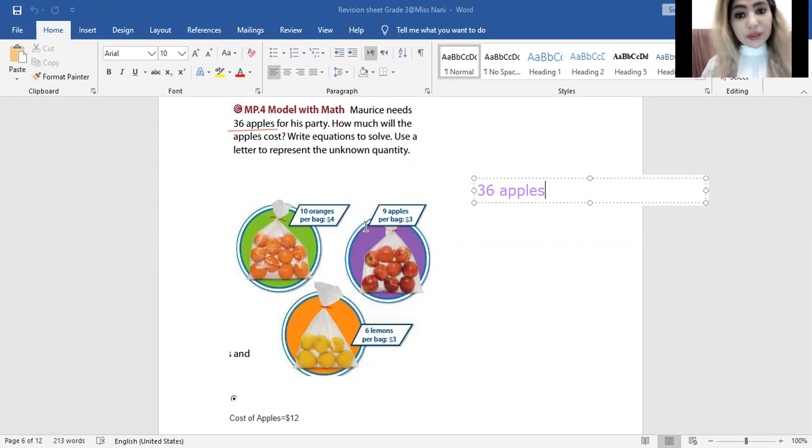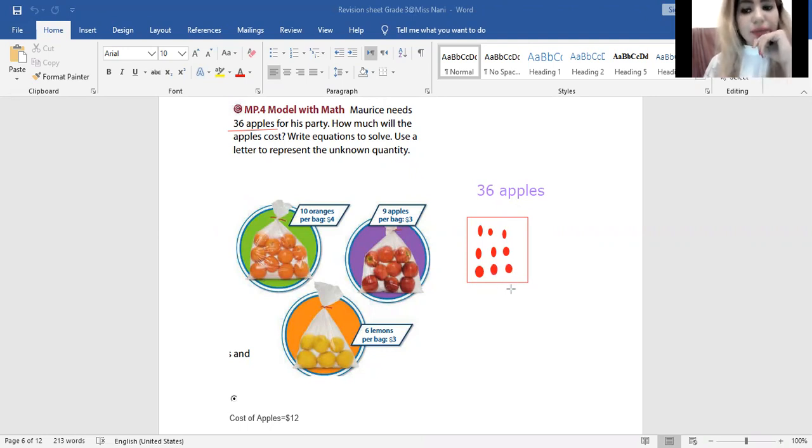9 apples per bag is $3. So I need to know how many bags I want. So I will take the 36 divided by the number of apples in each bag. You remember when we drew it in the session? Here in each bag I have 9 apples, 1, 2, 3, 4, 5, 6, 7, 8, 9. Each bag has 9 apples, but I want 36. So I will divide 36 by 9 to get how many bags I want.